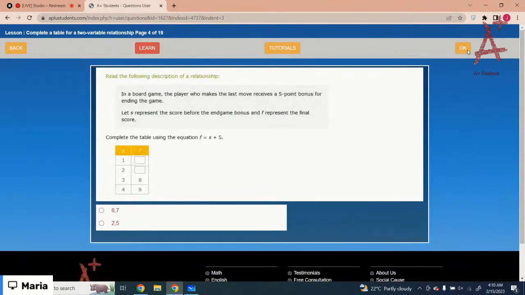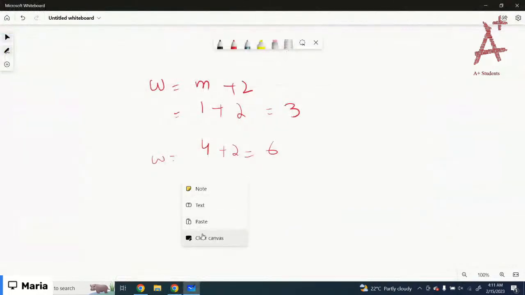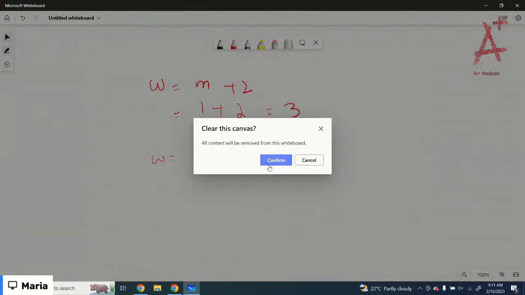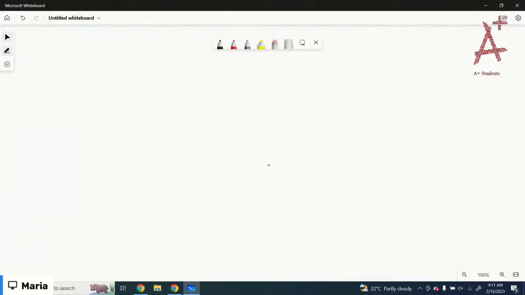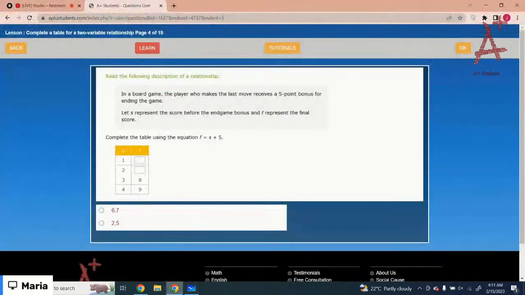Okay, the next one is in a board game. In a board game, the player who makes the last move receives a 5 points bonus for ending the game. Let S represent the score before the end game bonus and F represent the final result. Complete the table using the equation F equals S plus 5. So the equation is F equals S plus 5. Got it? So you have to calculate the missing values for S equals 1 and 2.